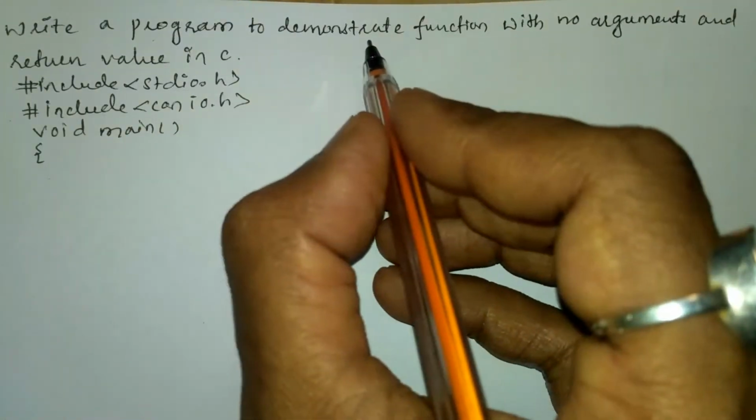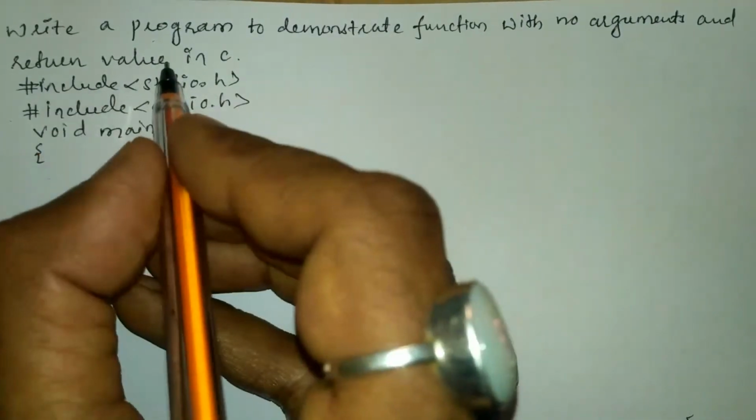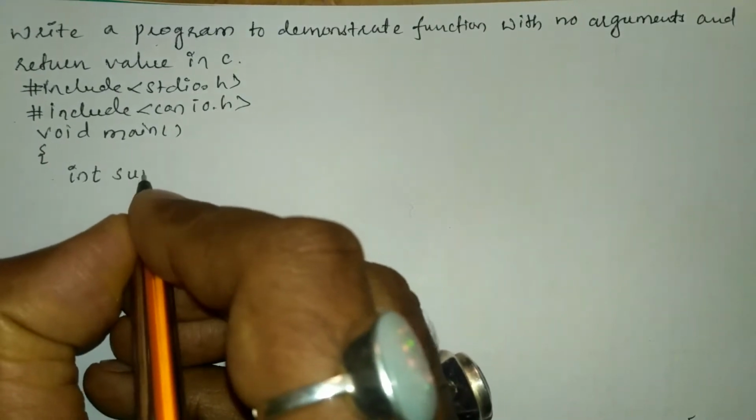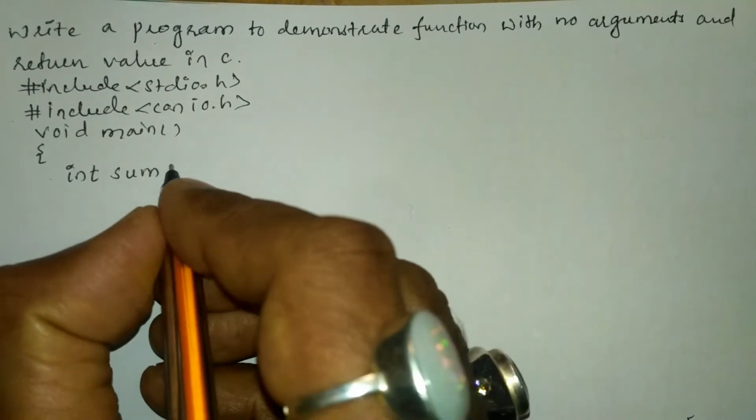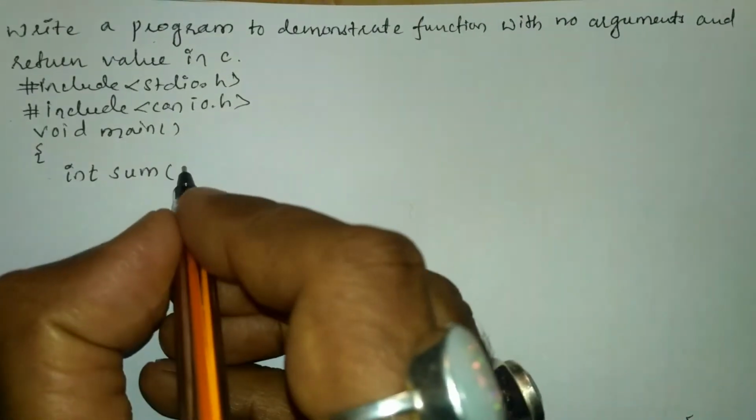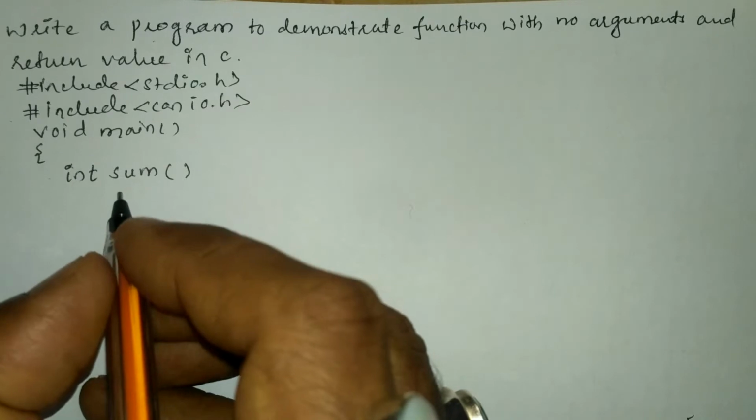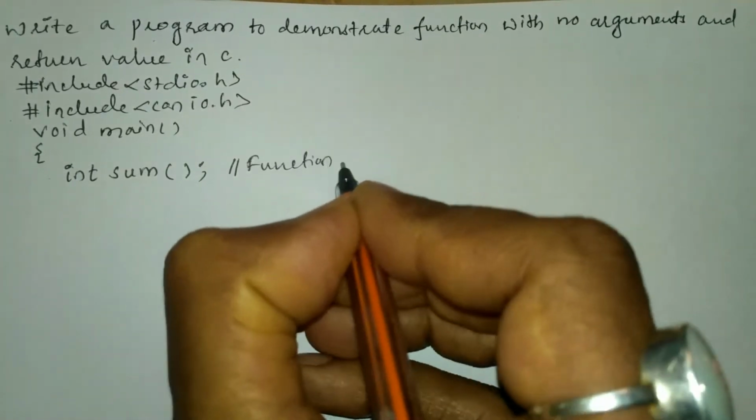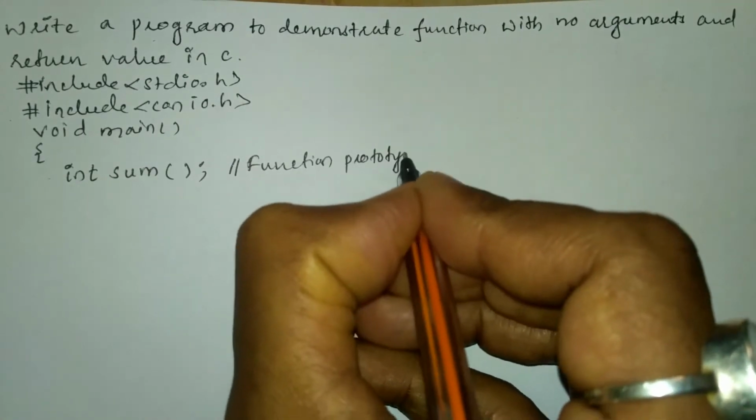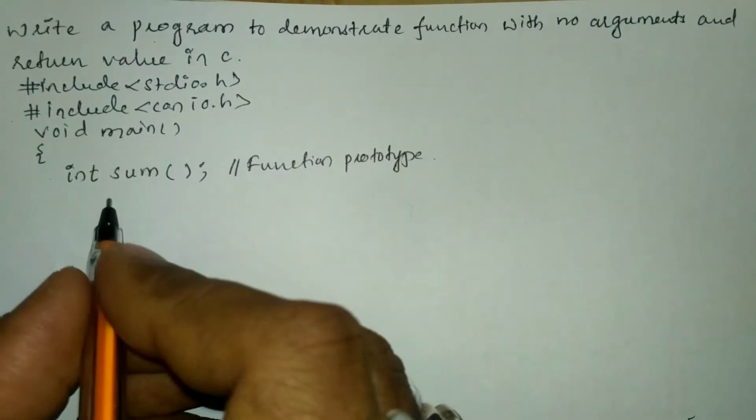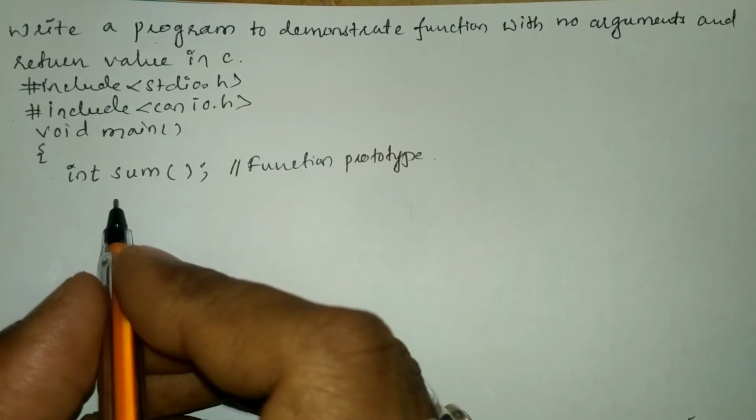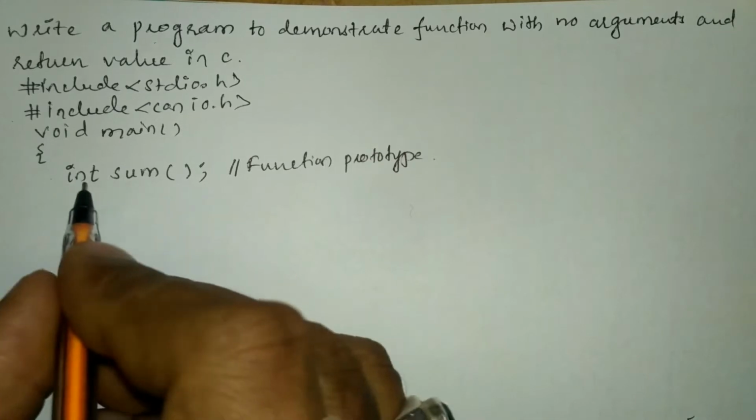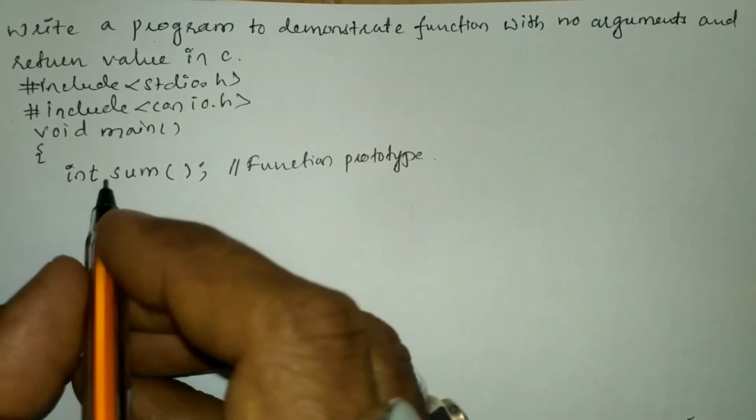As the program said that function with no arguments and return value. So here I'm going to write return value integer type, and sum is name of the function, and function with no arguments means I'm going to write empty parenthesis and put semicolon. So this is called function prototype. So function prototype creates the interface for the compiler that tells this particular function definition is present. You have to search for this particular function definition.